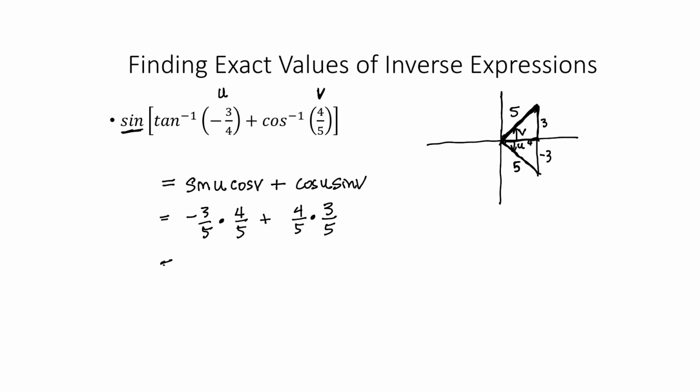All right, so we multiply these. Negative 3/5 times 4/5 is negative 12/25, and then we have positive 12/25, and when we add these together, that would give us 0. And so that is the result of the sine of the sum of these two angles, which are represented with their arctangent and arccosine.